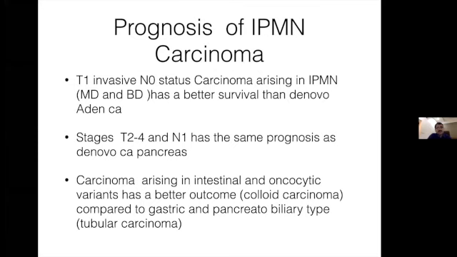pancreatobiliary type. So if you see a T1 invasive with an N0 status carcinoma arising in intraductal papillary mucinous neoplasm, they have a better survival than the de novo adenocarcinoma. But if the stage migrates to T2 and T4, or when there is nodal metastasis, the prognosis is the same as that of de novo carcinoma of pancreas. So I already mentioned the carcinoma arising from intestinal and oncocytic variants has got a better outcome.